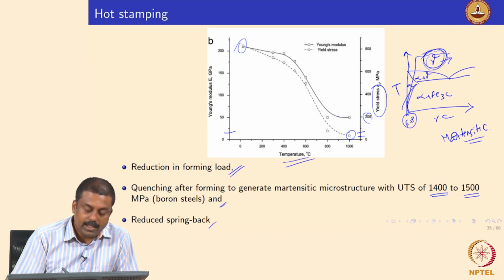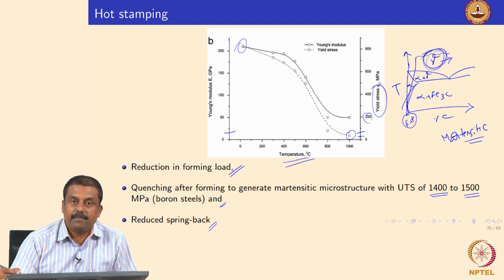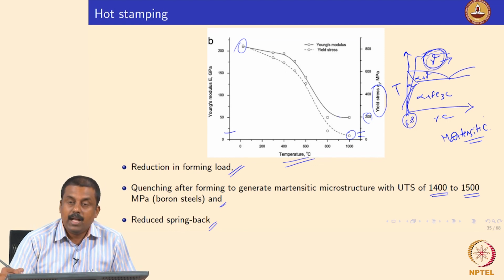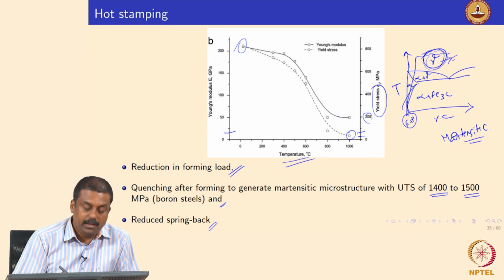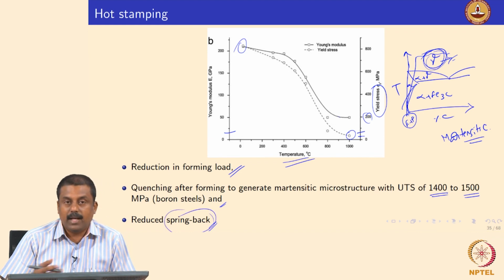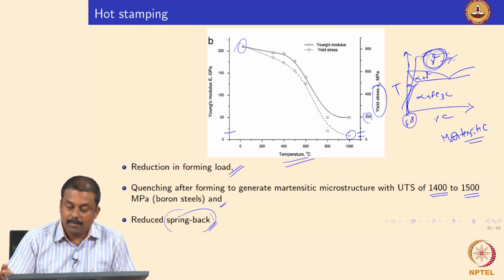And the other added advantage is because of the plastic deformation, the phase transformation and the deformation at high temperature, both combined would also lead to a decrease in spring back. What is spring back? It is the elastic recovery after forming. That will also significantly reduce because of the high temperature deformation coupled with the phase transformation to martensite.